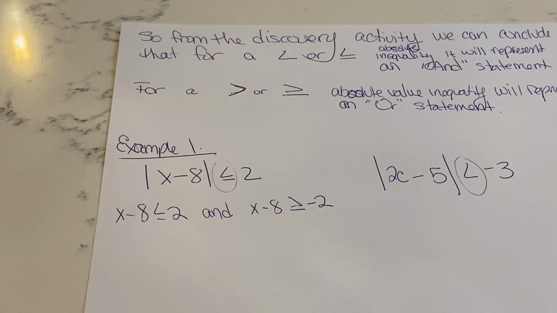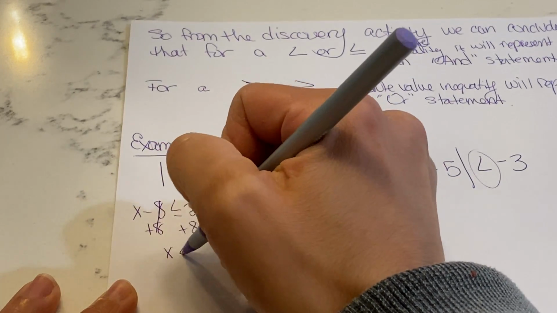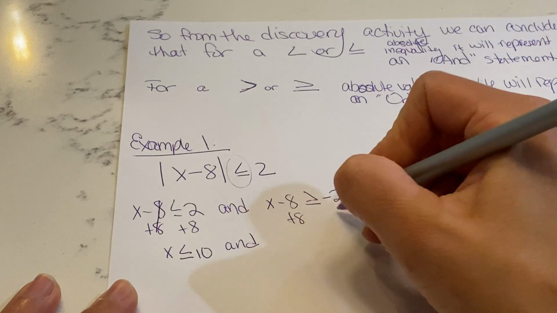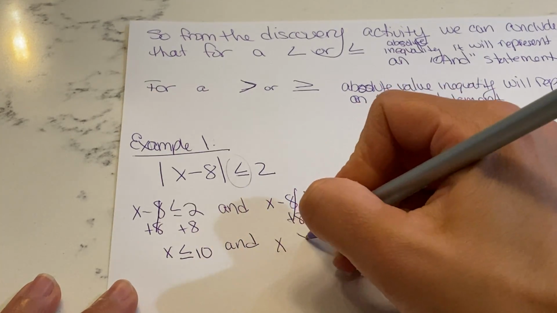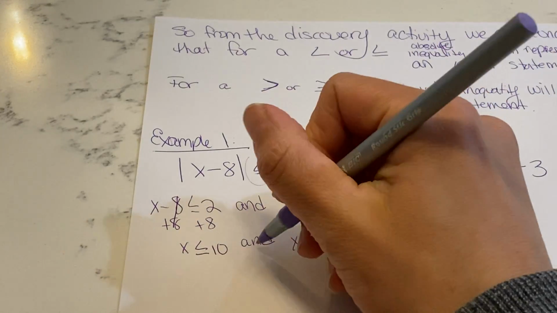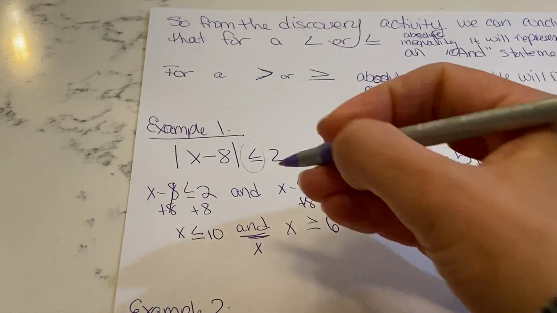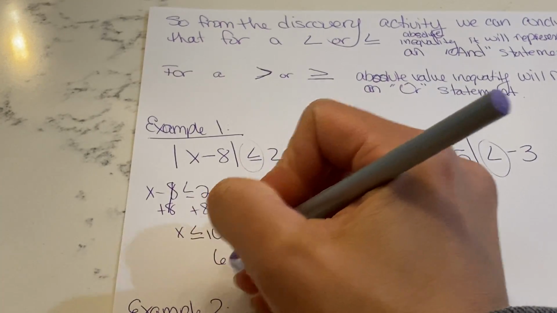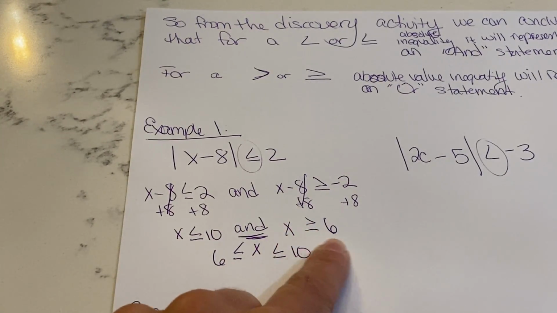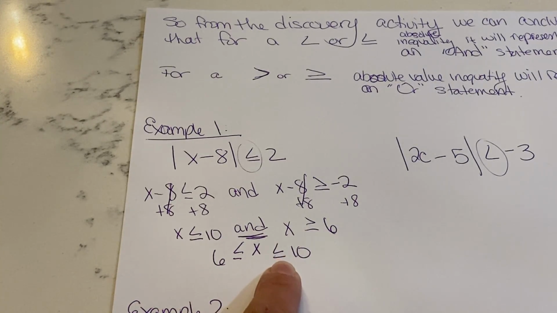So now all you do is solve for x. So I'm going to add x here, a here. I get this. And add 8 here, and I get x is greater or equal to 6. But because this represents an and, I need to put my x in the middle. My smaller number should always go to the left, and the greater number should always go to the right. So x is greater or equal to 6, and x is less than or equal to 10.